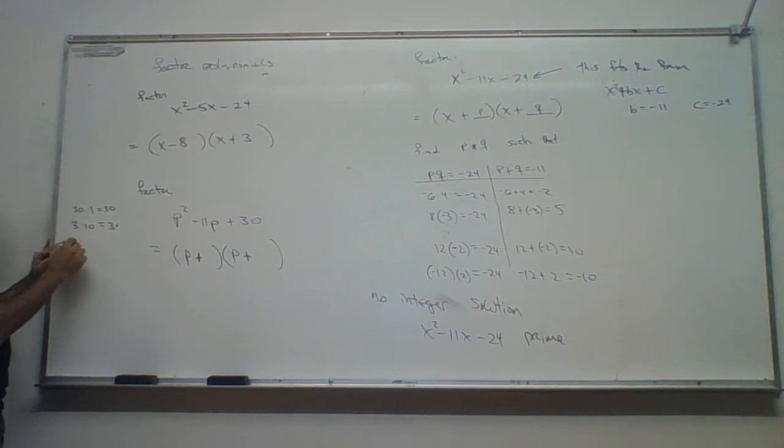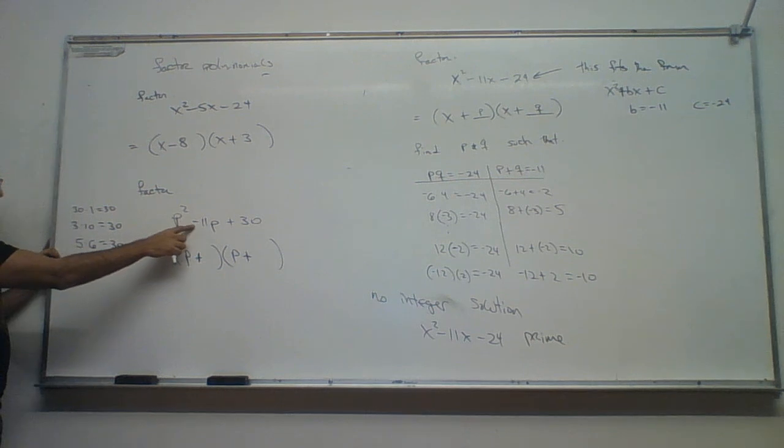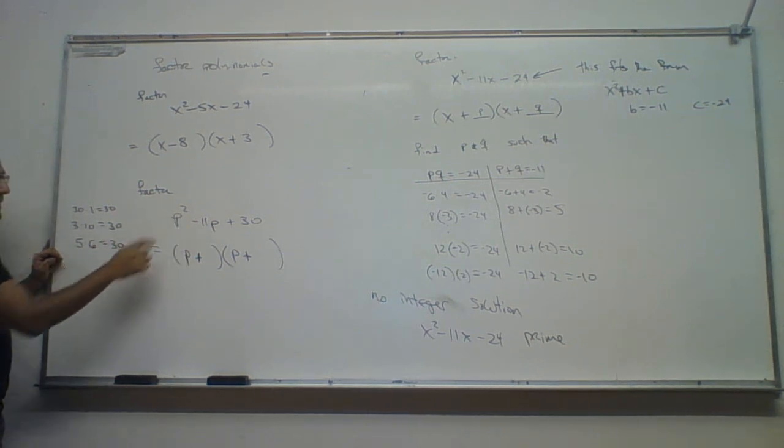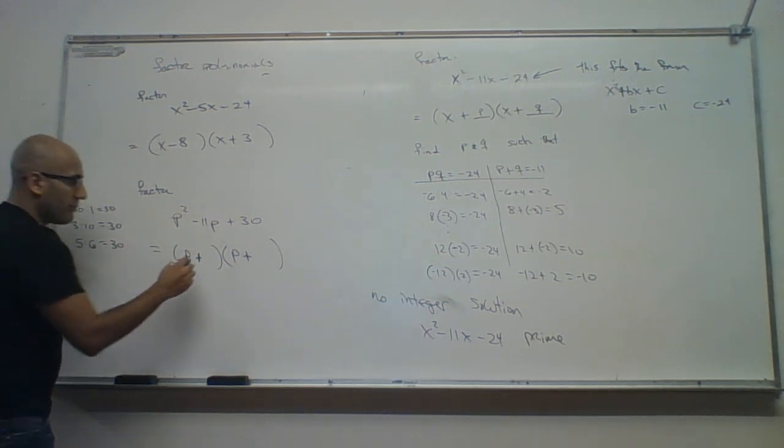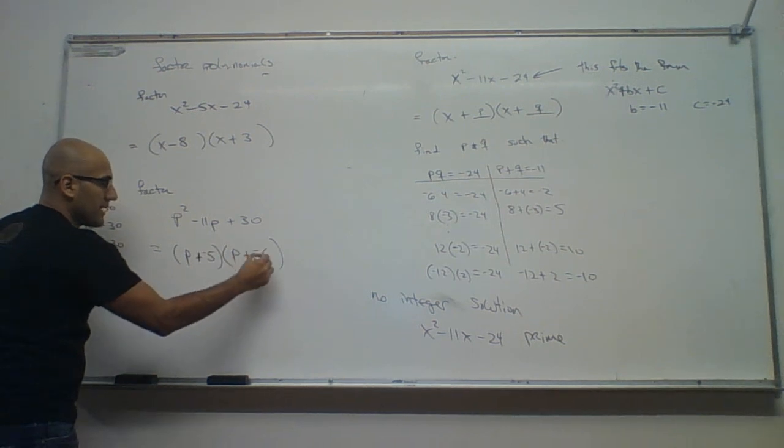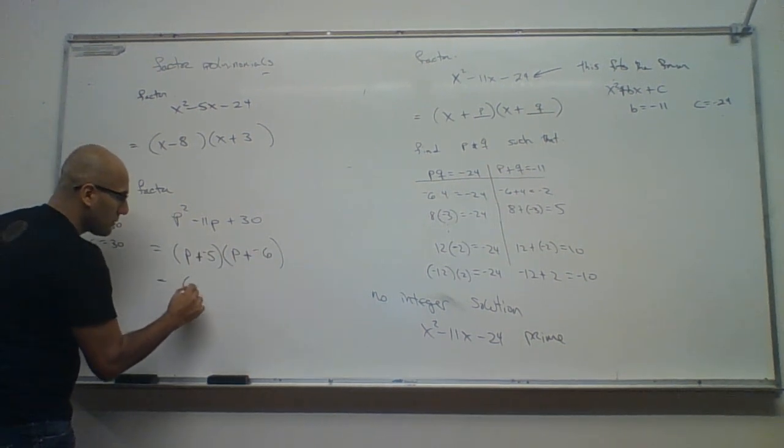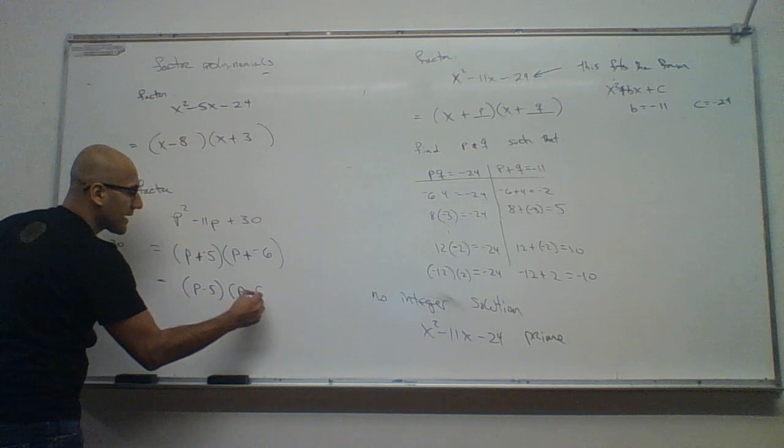How about 5 times 6? Close. They add up to positive 11. We need it to be negative 11. Therefore, we make both of them negative. So our answer is p minus 5 times p minus 6.